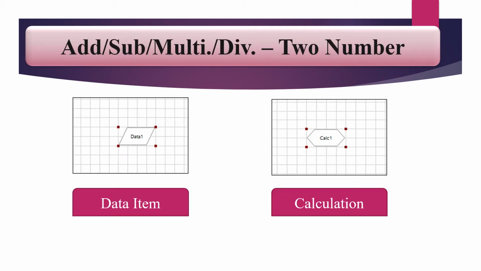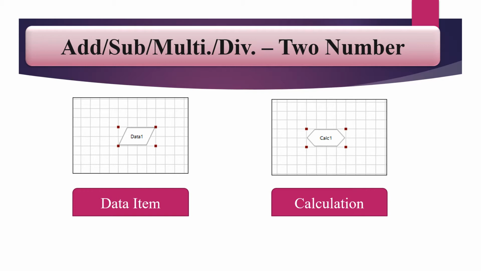Today we will learn how we can add two numbers, or subtract or multiply, in Blue Prism. To perform this activity we require two stages, or actions. The first action is the data item. In data item, that is the variable type. Here we can create variable types like integer, string, boolean, and also we can store the output in the data item.